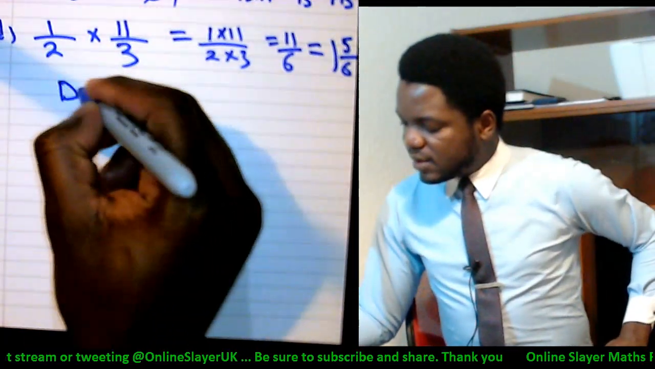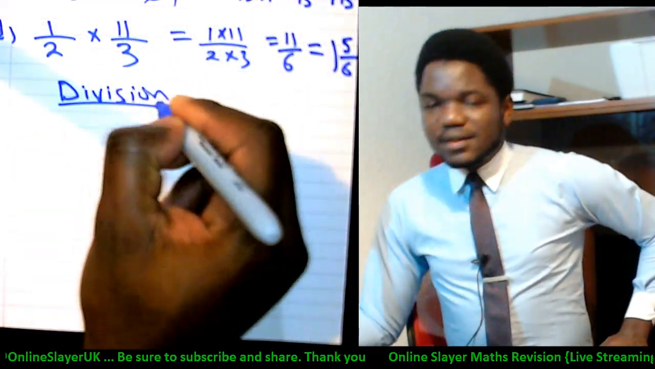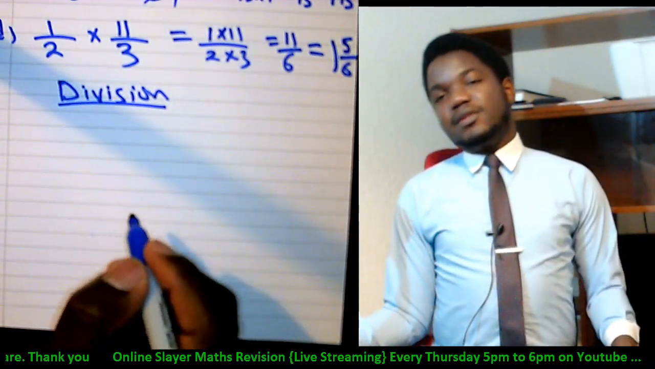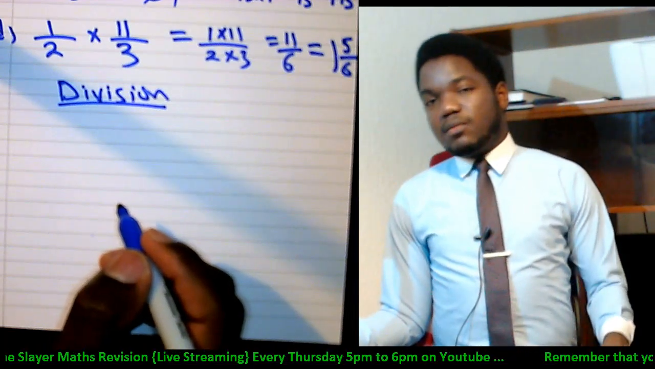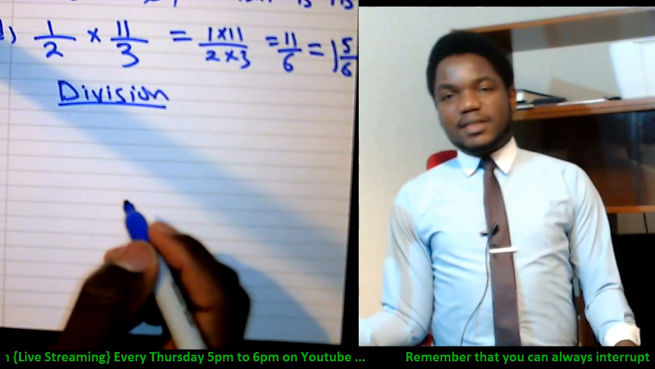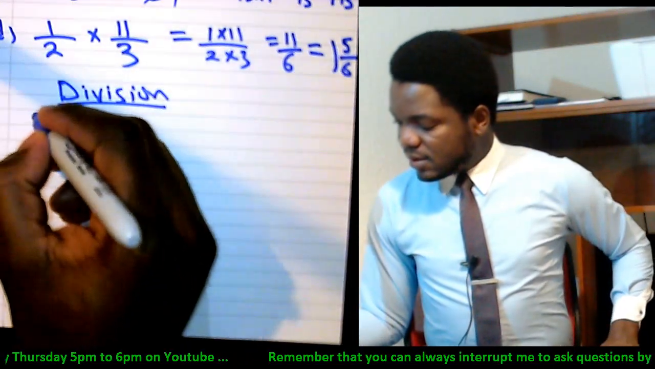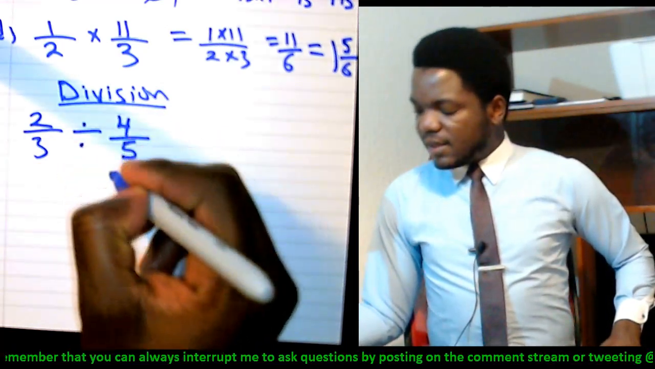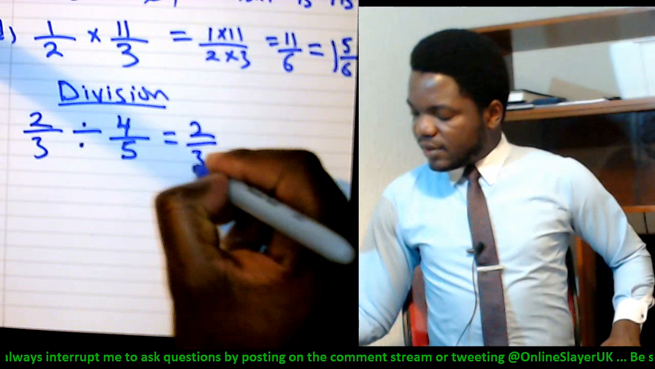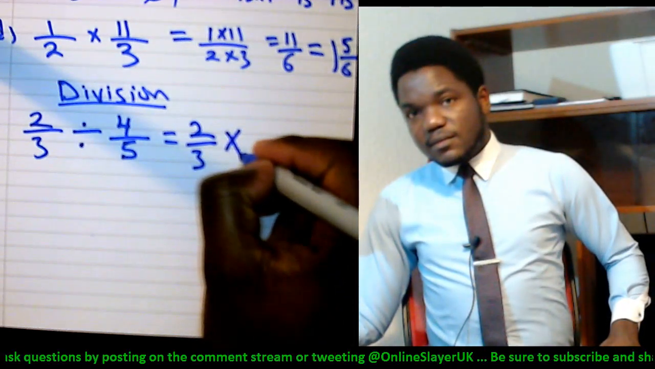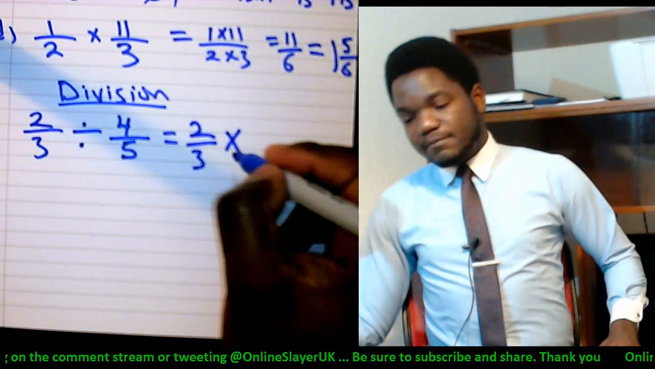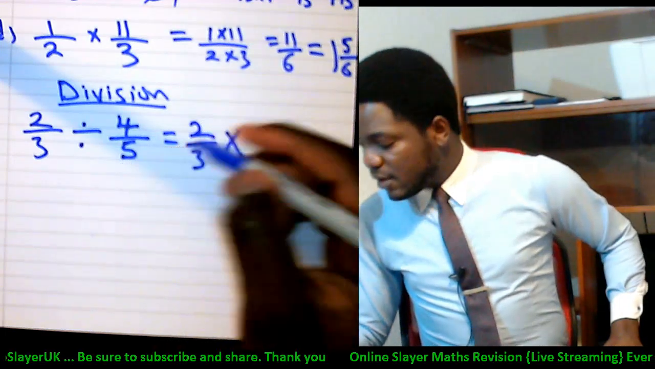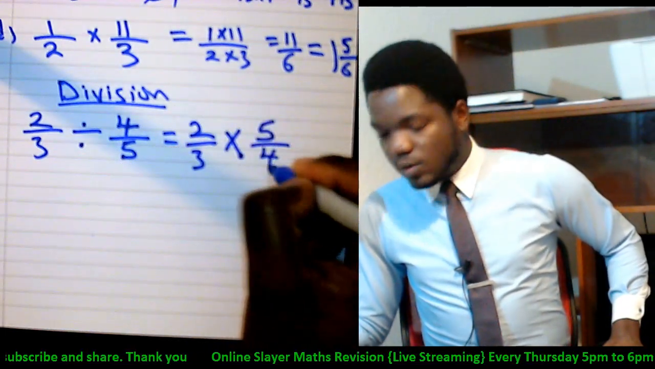Last but not the least, division. Division is exactly the same thing as multiplication, except for the fact that you're going to have to change your division sign to a multiplication sign, and it comes with a particular condition. For instance, 2 over 3 divided by 4 over 5 is the same thing as 2 over 3 times, but look at it, I've said times now. Because of these times I've done here, I'm no longer going to say 4 over 5. Rather, I'm going to say 5 over 4.